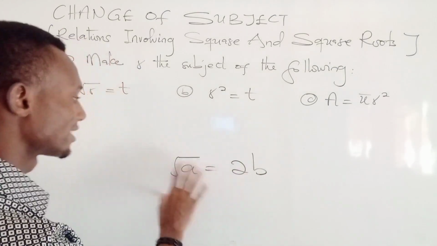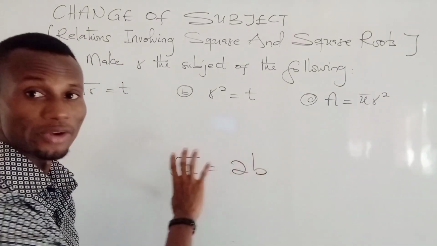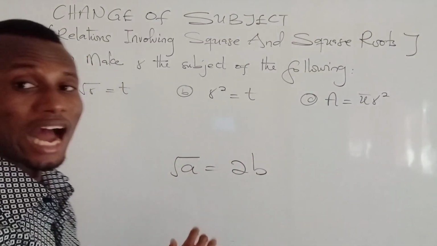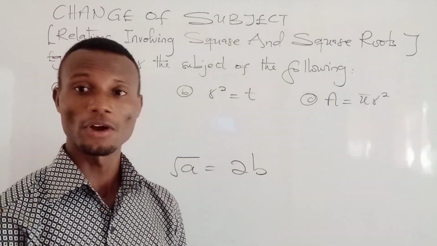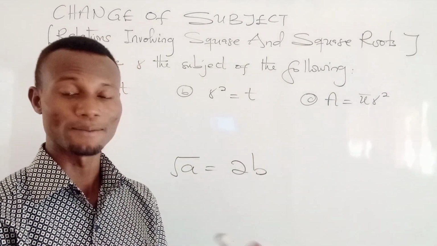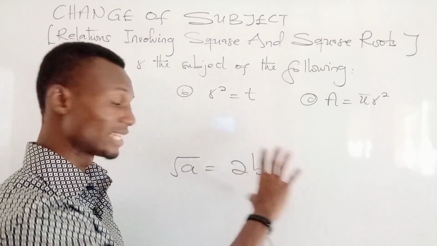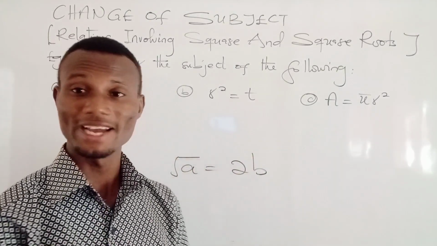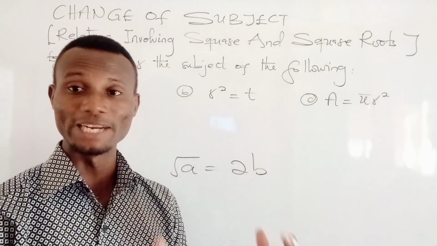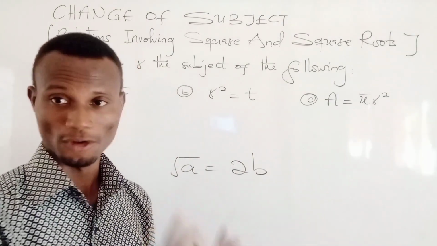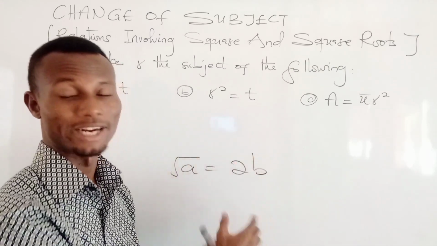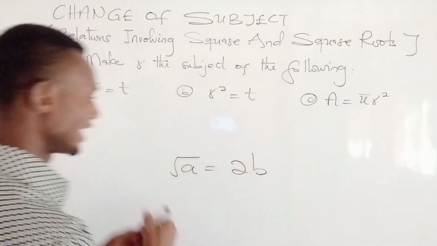Okay, so you can see that this is also an example of a relation containing square root sign, which is similar to this. Okay, so I've explained to you that before you can attempt to make any variable the subject from this kind of equation, because it contains a square root sign, the first thing to do is to try to eliminate the square root sign away from it. Okay, and for us to achieve that, we need to square both sides of the equation. Okay, so let's go ahead.